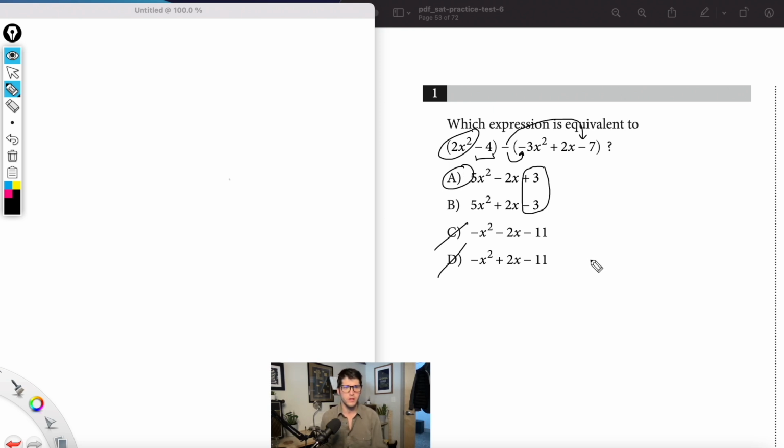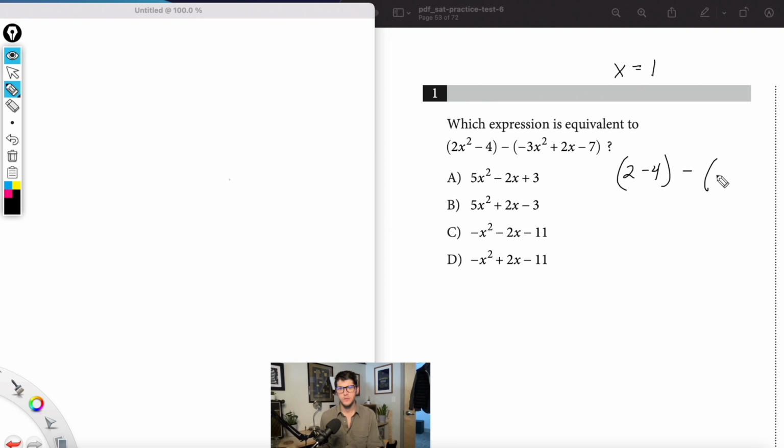But I will show you what I would do maybe if I was picking real numbers. Make x's 1. See what happens. You would have 2 minus 4. And then you would have minus 3 plus 2 minus 7. And I would just say, okay, well, this is negative 2. And this is minus, this case would be negative 10, negative 8, I believe. And then I'd say, okay, well, that's negative 2 plus 8, which is equal to 6. The answer should be 6 when x is 1, if I did my math right.